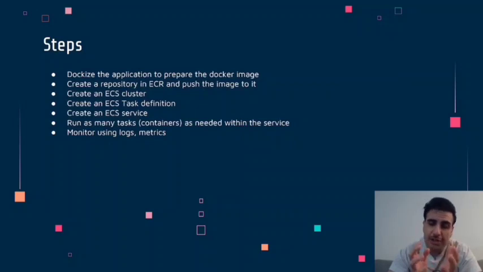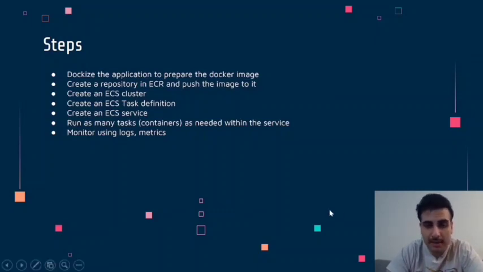An ECS task definition basically is like some sort of definition that you use for, let's say, defining RAM, CPU, or some other things that in the example I will give you more insight about. Then we will create a service. So an ECS cluster can have many services, and each service can have many tasks. Basically, each task is just one container. And then we have to monitor using logs or other metrics. So I will walk you through this process.